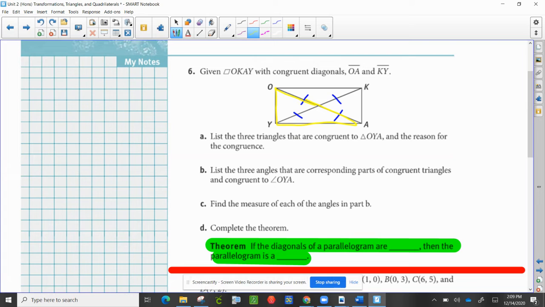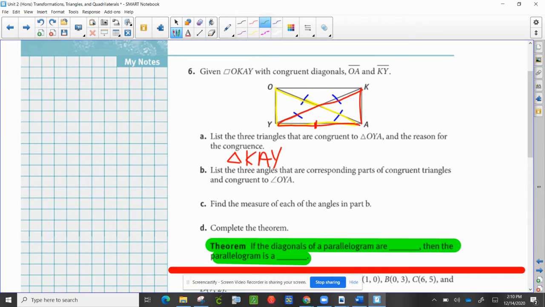Now I'm going to try to do this without scribbling too much, but if we have this triangle OYA, we also could say that triangle KAY is congruent. The reason being, they have one diagonal that they share that are congruent, but they're also sharing this third side here. By reflexive property, they're both using side YA. So by side-side-side, we can prove that it's congruent.